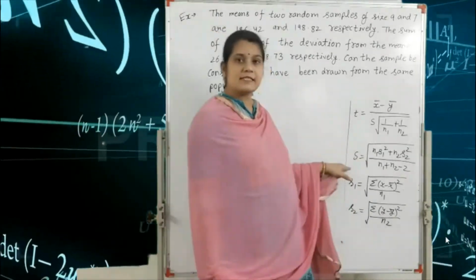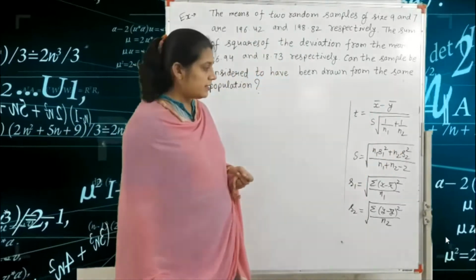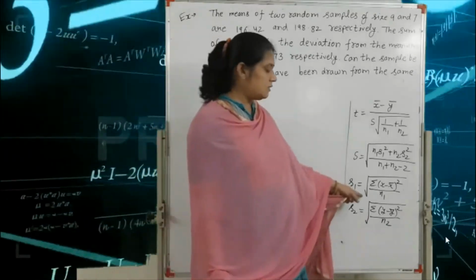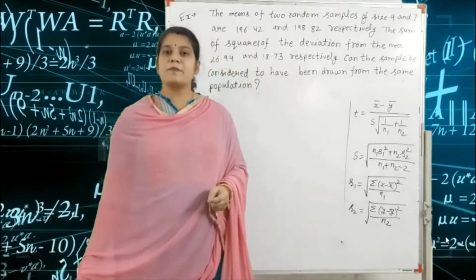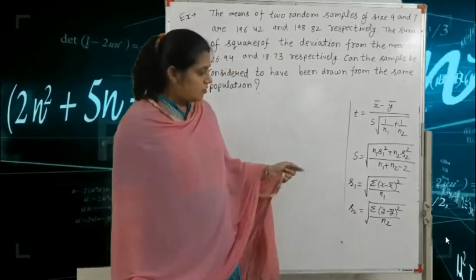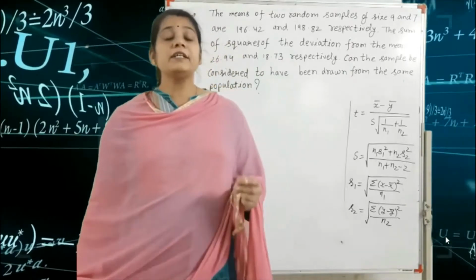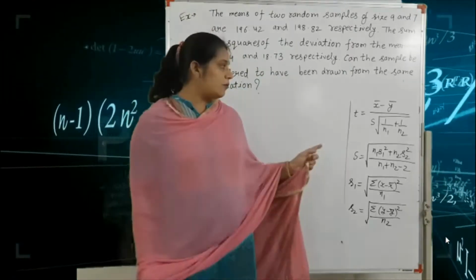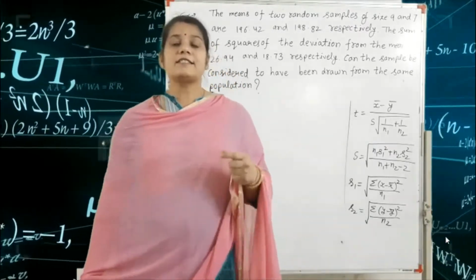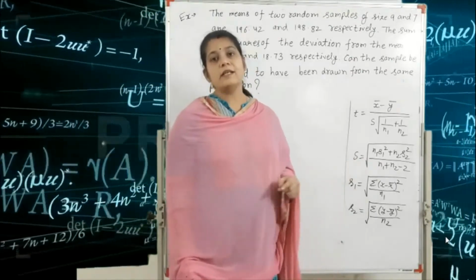Here s is equal to under root n1 s1 square plus n2 s2 square divided by n1 plus n2 minus 2. Here s1 is equal to under root summation x minus x bar whole square divided by n1, and s2 is equal to under root summation y minus y bar whole square divided by n2. So if your question gives only x bar and y bar, we find the value of s with their help, and if the question gives the standard deviation of the sample, we use this formula for finding the small s.